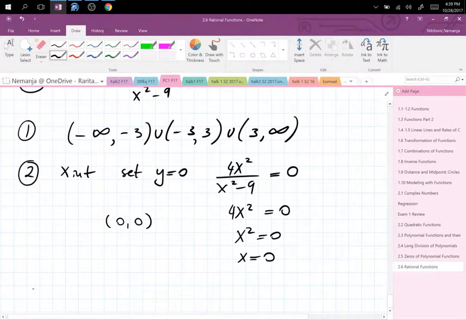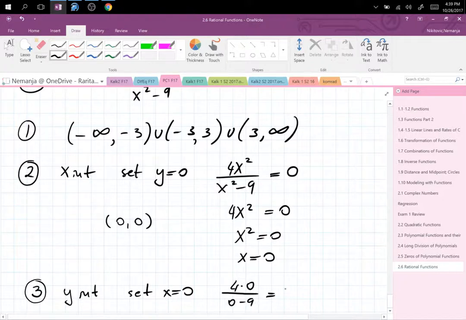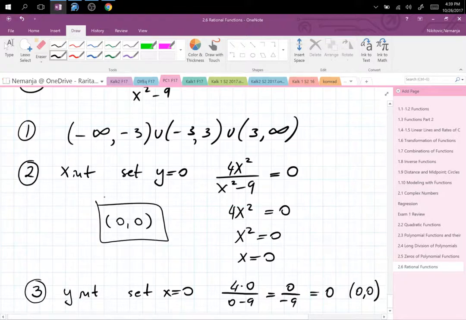If you go and you compute the y-intercept, you will quickly see that. Because you set x equal to 0, and you get 4 times 0 over 0 minus 9. 0 divided by -9 is 0. So 0, 0 again. So that's an important point.